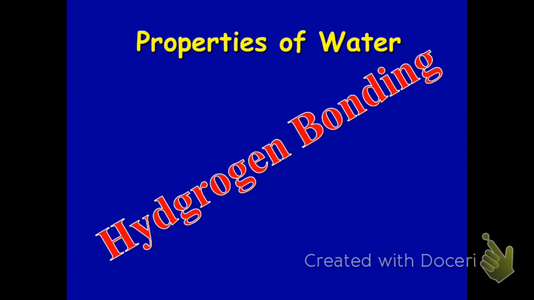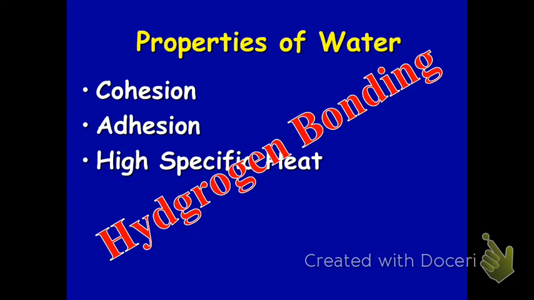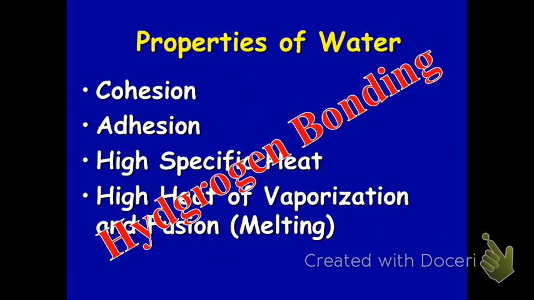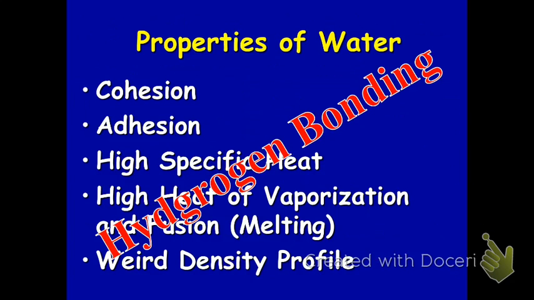So what I wanted to talk about here are all these properties: cohesion, adhesion, high specific heat, the high heat of vaporization and fusion, and even this weird density profile. It turns out all of them are grounded in the concept of hydrogen bonding. All of these characteristics are because water has an unusually high number of hydrogen bonds, which gives it its unusual characteristics. So again, hydrogen bonding is the key.